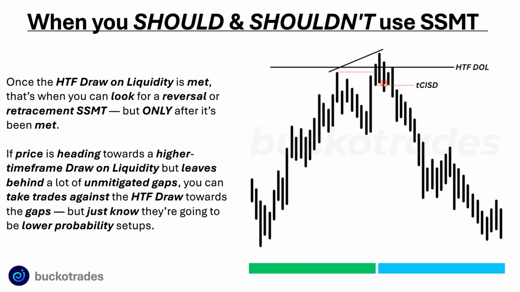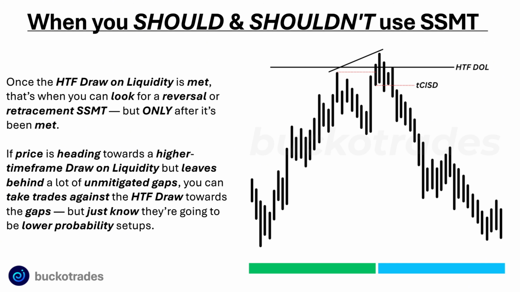This candle here then closes below it. We also get an inversion gap happening simultaneously. Price then also trades back into the TCISD before beginning the large run lower. So if price is heading towards a higher time frame draw on liquidity, but leaves behind a lot of unmitigated gaps, you can take trades against a higher time frame draw towards the gaps, but just know they are going to be a lot lower probability setups.